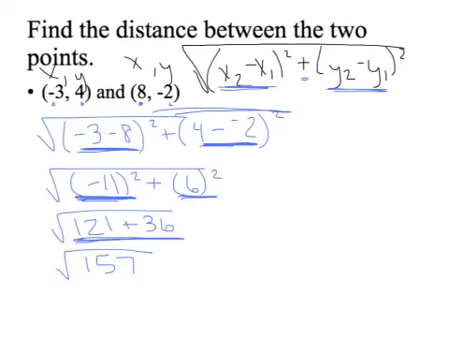So type that into the calculator, and that gives us approximately 12.529. So you're going to see if you can factor tree that. And 157 is actually a prime number, so you are finished. Square root 157 is your final answer.